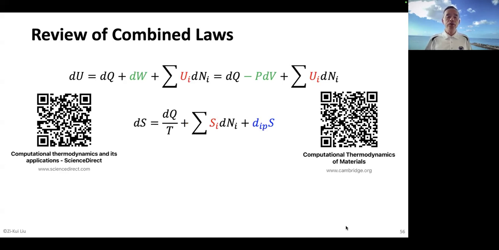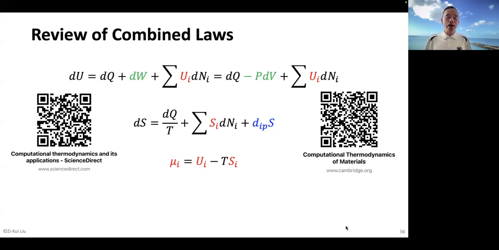In 2016, I introduced this equation for the entropy change of a system: dS equals dQ over T, that's just the heat, we call it Clausius entropy change, plus summation of Si dni plus diS. Again, this term Si was introduced in 2016 in my book, together with Dr. Yi Wang. The diS here is very important, as we can see later. It was introduced by Hillert, or Hillert-Kipling's equation. So by combining these two equations, we got the combined law.